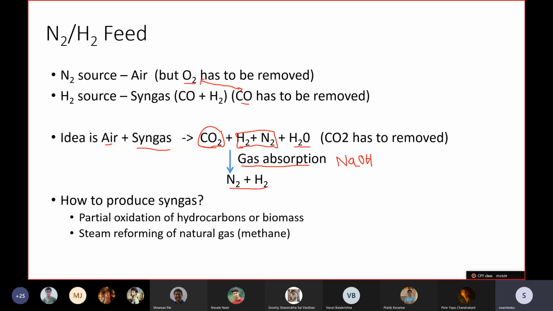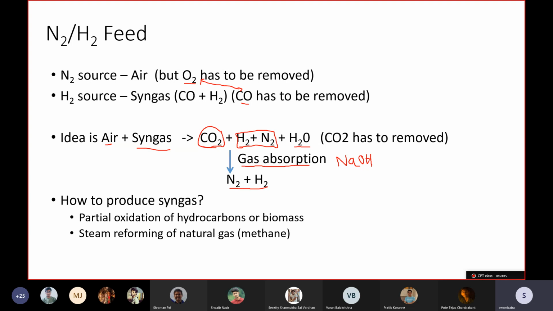I hope you all understand. Let me repeat quickly. The source of nitrogen is air. The source of hydrogen is syngas. However, oxygen from the air has to be removed, and carbon monoxide from the syngas has to be removed. Individually removing oxygen and carbon monoxide is a very complicated task. So a simpler way is to combine air and syngas: carbon monoxide in syngas reacts with oxygen present in the air, which forms CO2. Removal of CO2 is much easier than removal of carbon monoxide.